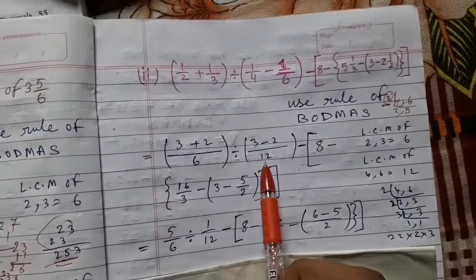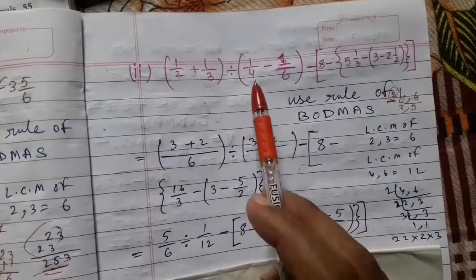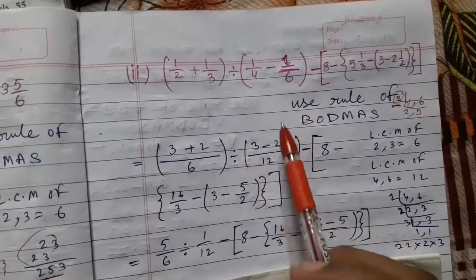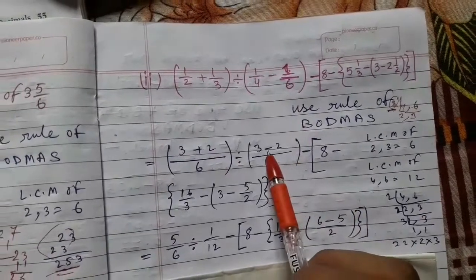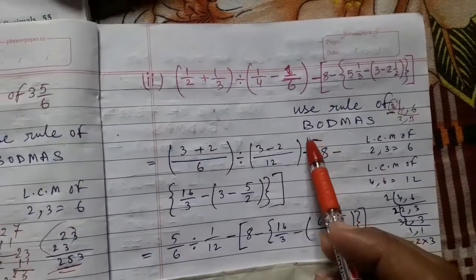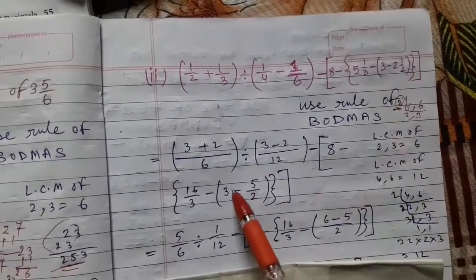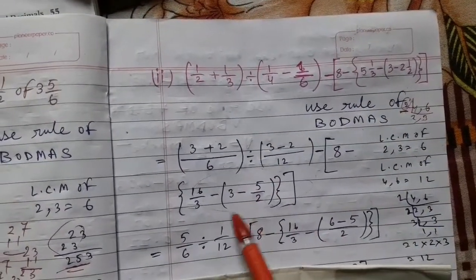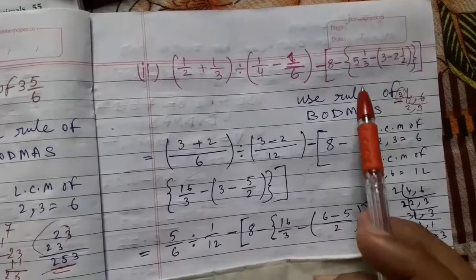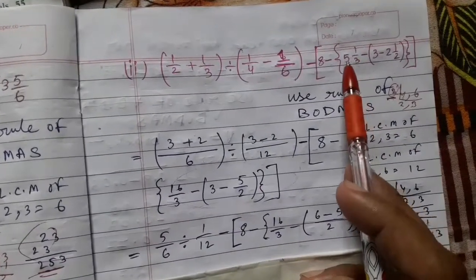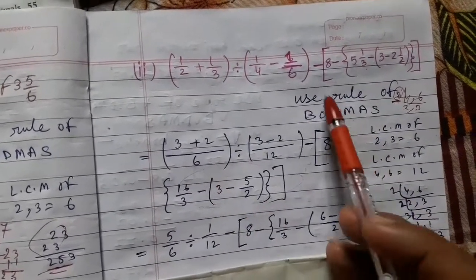We get 12 as the LCM. 4 3s are 12. 3 1s are 3. 3 2s are 6. 2 1s are 2. Clear? Minus rectangular bracket 8 minus this number here. Okay. 15 3 5s are 15. 15 1s are 15, plus 1 is 16.